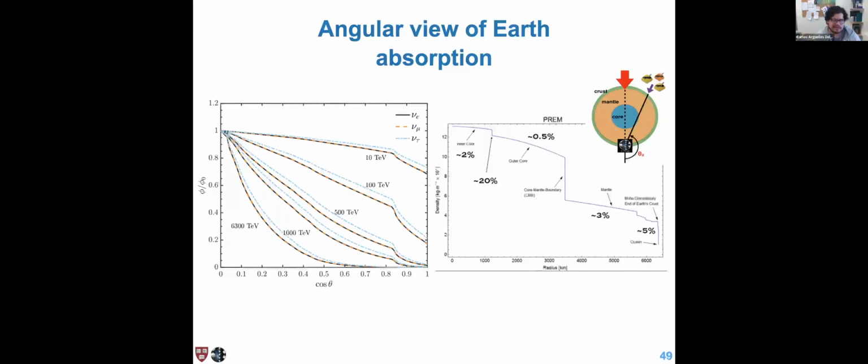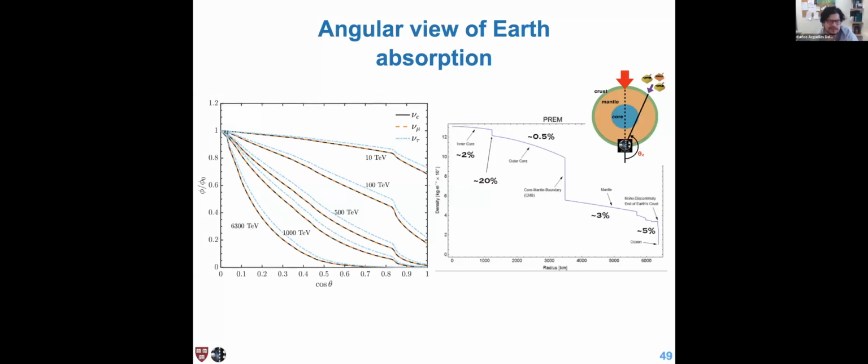But in reality, of course, the Earth absorption is direction dependent. You can see this here in the figure on the left, as a function of this same zenith angle. Remember that cos theta of 0 is horizontally coming neutrinos, and cos theta of 1 means core-crossing neutrinos. You can see how, as a function of energy, you have different Earth absorption. At 10 TeV it is pretty shallow, but when you get to around 1,000 TeV, which is a PeV, it starts pretty steep, and at 6 PeV it is even steeper.